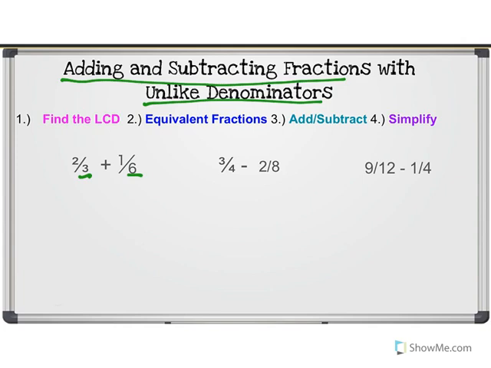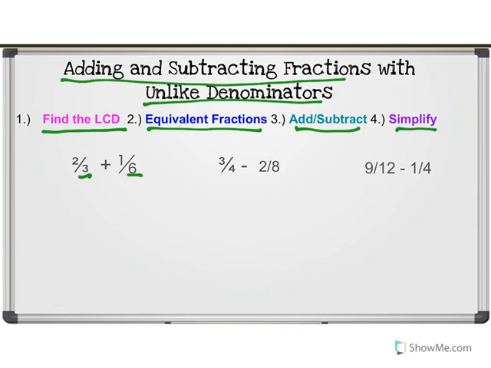The first is, if the fractions are different, we're going to find the least common denominator. So a common denominator, because we're going to be writing equivalent fractions so that we can add and subtract. And our final fourth step is to simplify. So let's go ahead and get started with our first problem here.